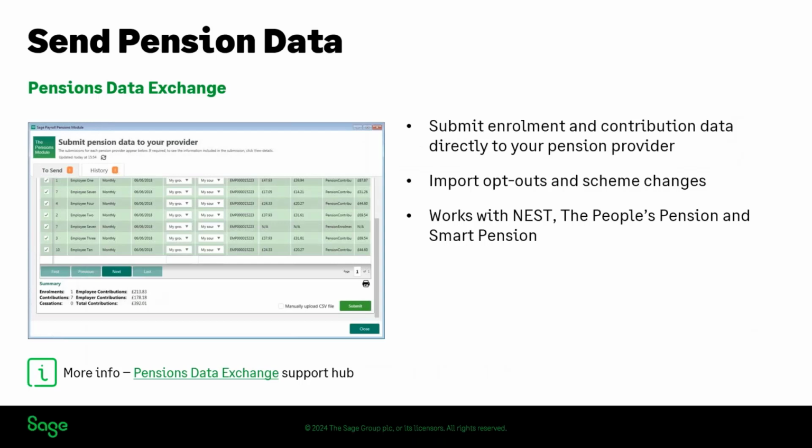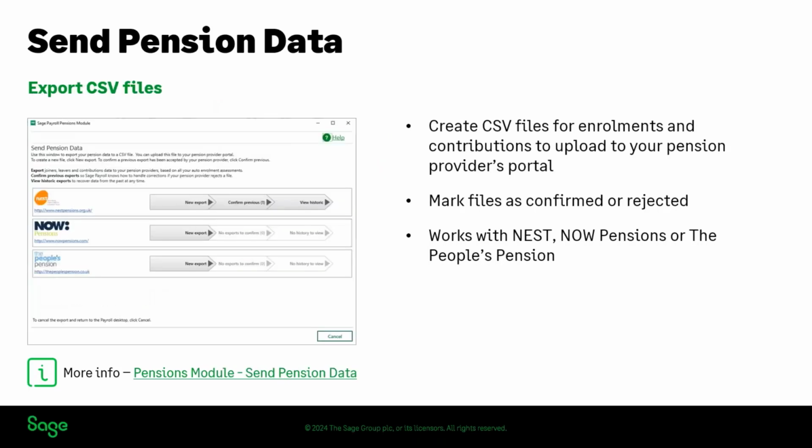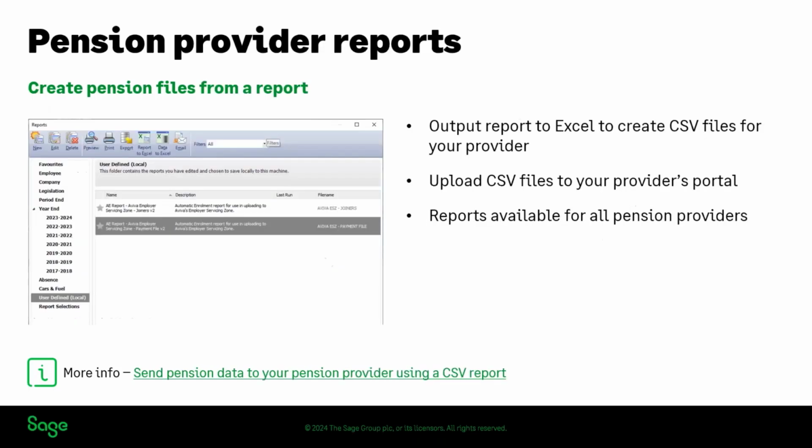You could use Pensions Data Exchange, which is a direct link between payroll and your pension provider, similar to submitting to HMRC, but you're submitting information to the provider. Contributions and enrollments, with some of them you can import information, and it's compatible with Nest, the People's Pension and Smart Pension. There's an alternative Send Pension Data option where you can create CSV files, and you can track which of those you've uploaded to your pension provider and mark them as confirmed or rejected. So that's compatible with Nest, Now Pensions or the People's Pension.